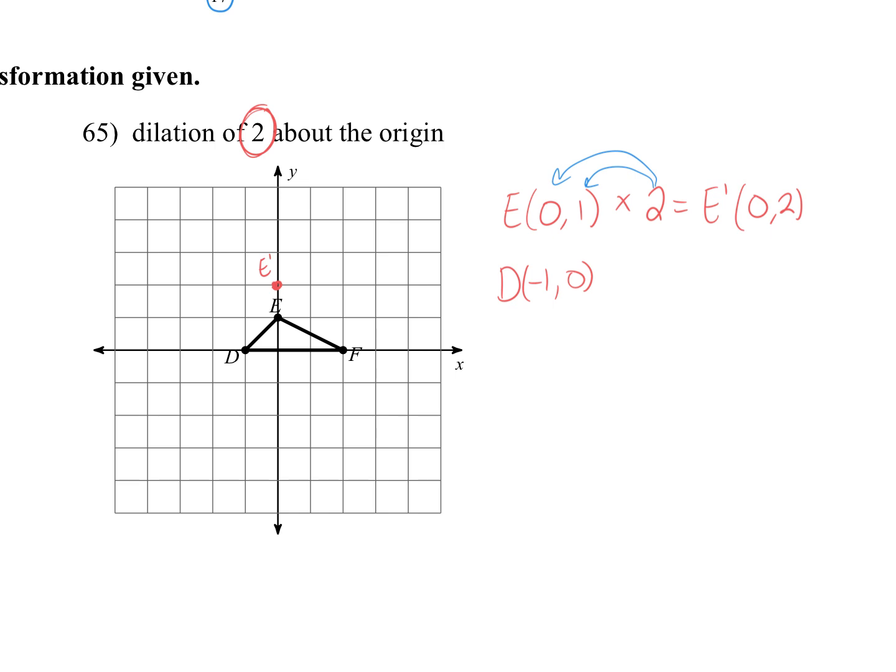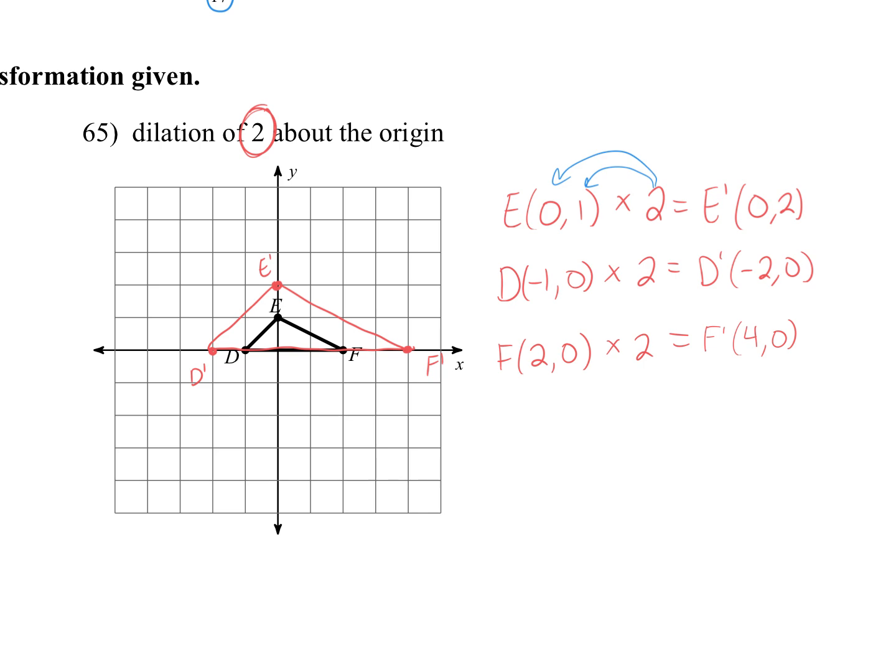Negative 1, 0. Multiply by 2. I get what for D prime? Negative 2, 0. And then coordinates for F. We'll get 2, 0. Yep, that's okay. And then multiply by 2. What do we get for F prime? 4, 0. Okay. And then once you have all of them plotted, all you've got to do is just connect those.